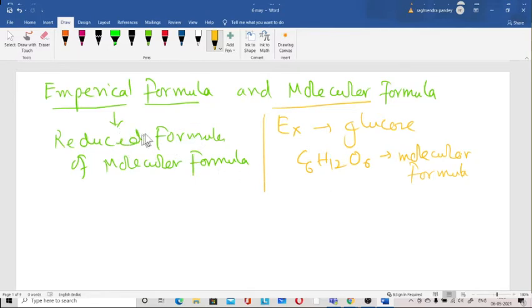Then reduced formula is the empirical. Reduced means we can divide the number. This is the number, C6, and H is 12. Suppose we are dividing it by 6, so 1 by 6. So we will get CH2O. Okay, so this is your empirical formula.